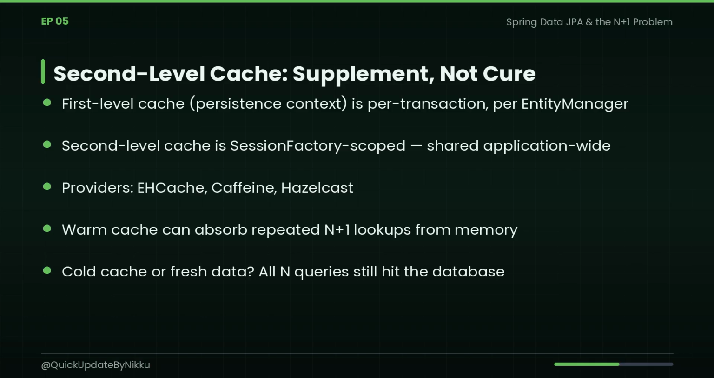The second-level cache is often raised as an N+1 mitigation, and it can reduce the observable impact when the cache is warm. But it does not eliminate the N+1 pattern, it masks it. Under fresh load, after a restart, or with frequently changing data, every one of those N queries still travels to the database. We will cover real structural solutions next.